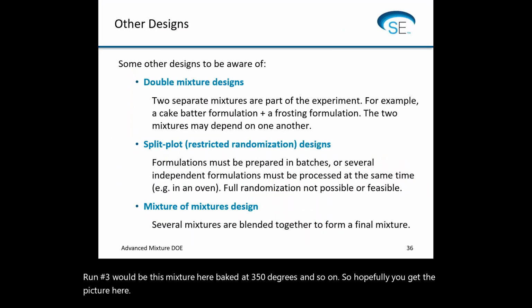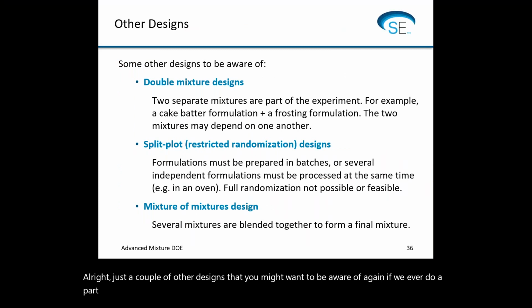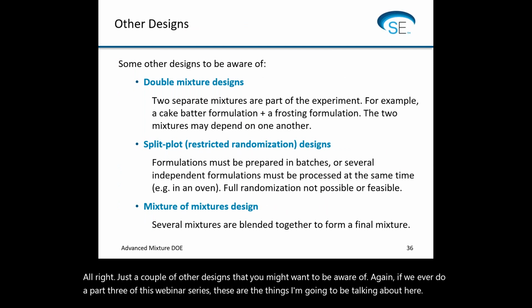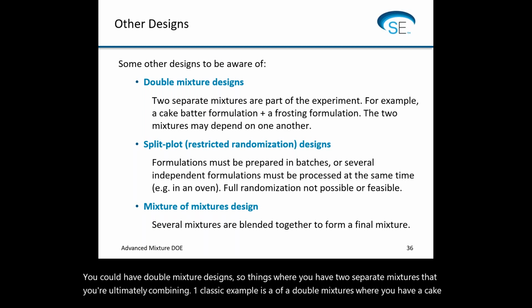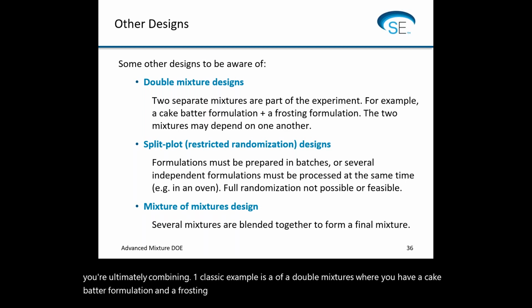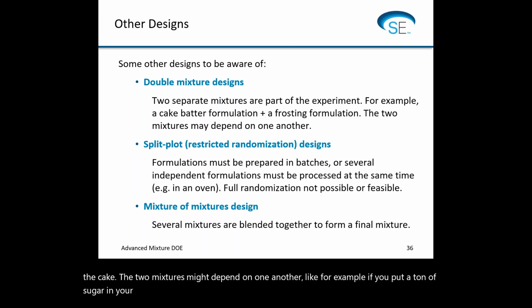All right, just a couple of other designs that you might want to be aware of. Again, if we ever do a part 3 of this webinar series, these are the things I'm going to be talking about. You could have double mixture designs, where you have 2 separate mixtures that you're ultimately combining. One classic example is where you have a cake batter formulation and a frosting formulation, and at the end you're putting the frosting on the cake. The 2 mixtures might depend on one another. For example, if you put a ton of sugar in your cake batter, you might not want to put as much sugar in your frosting and vice versa.